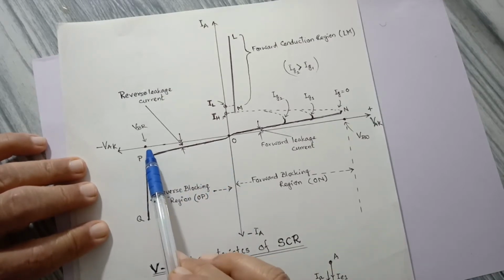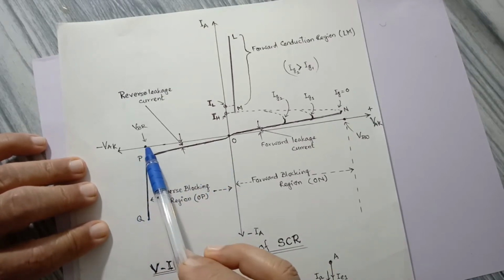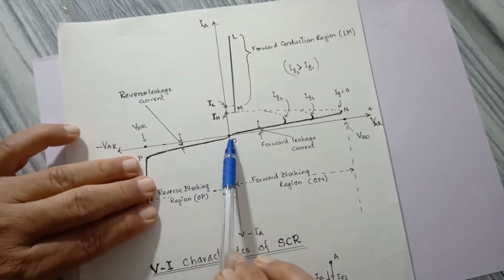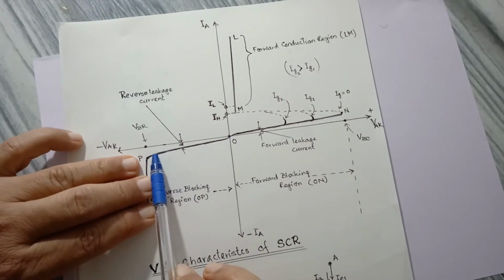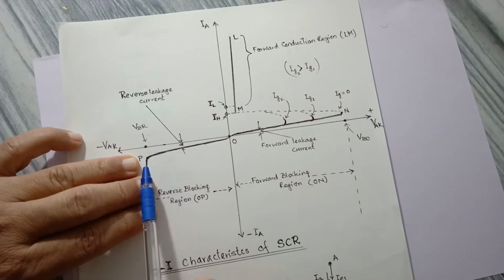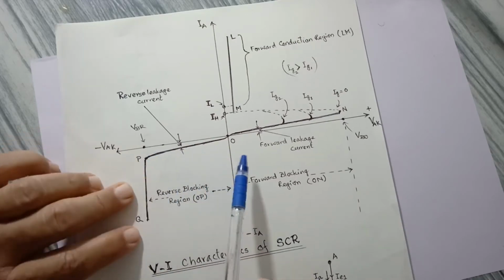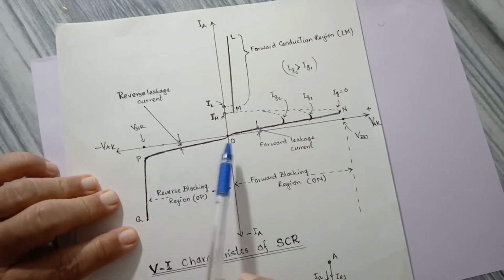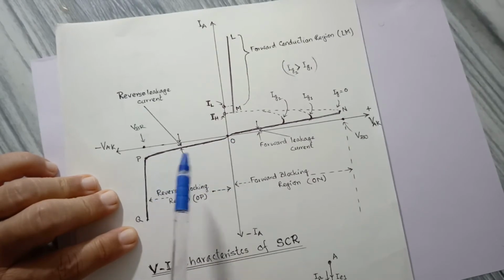So actually we never operate the SCR in this region. So just remember that when the SCR is reverse biased, it doesn't conduct. It works as an open switch. So this reverse blocking region from O to P is the reverse blocking region.